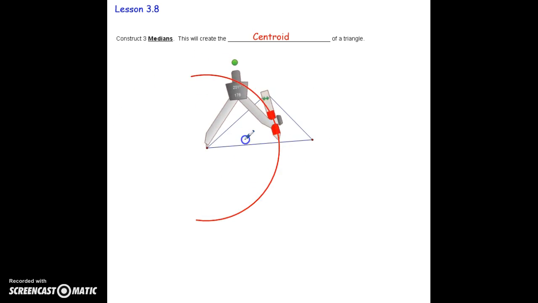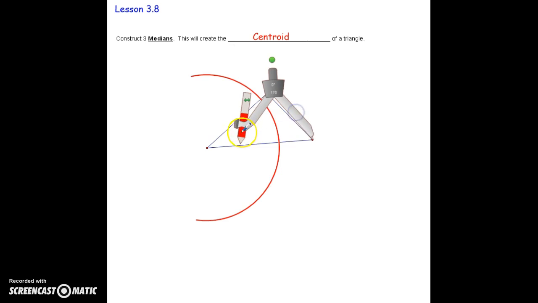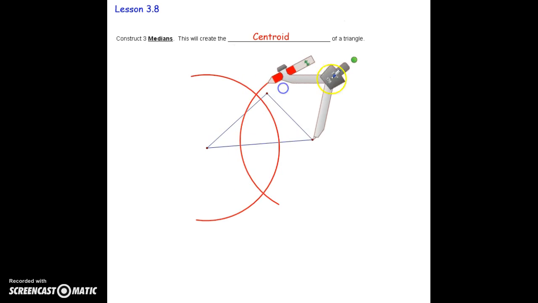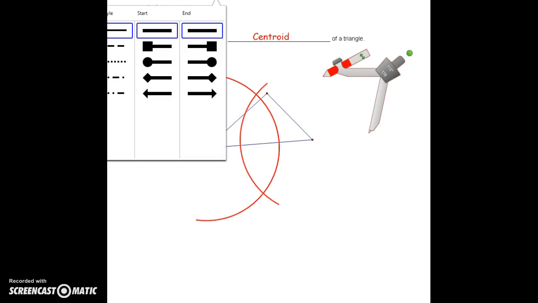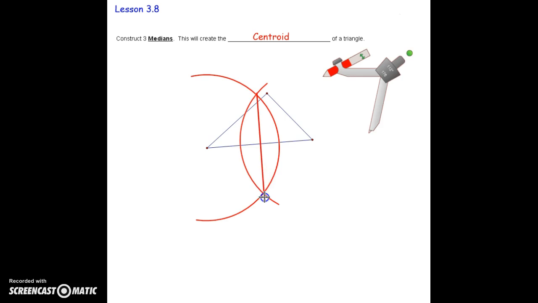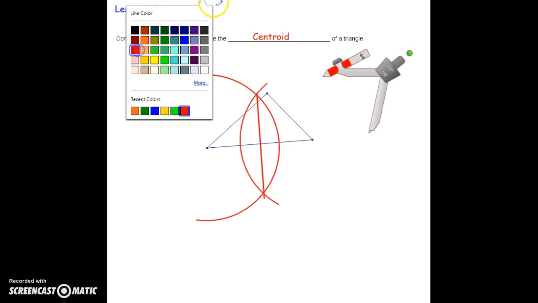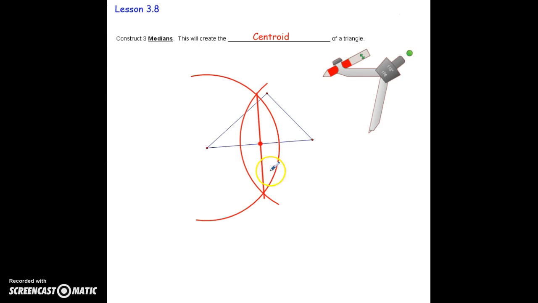So I'm going to do a semicircle, flip it around, do another semicircle, and then I will connect those with a straight edge. Okay, now the only thing that resulted in that I need is that midpoint. I'm going to emphasize the midpoint.